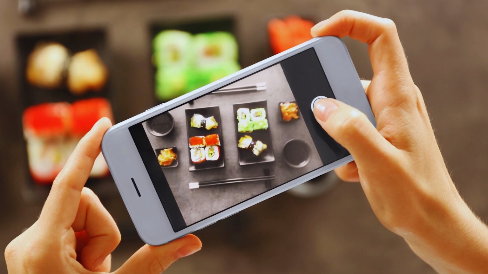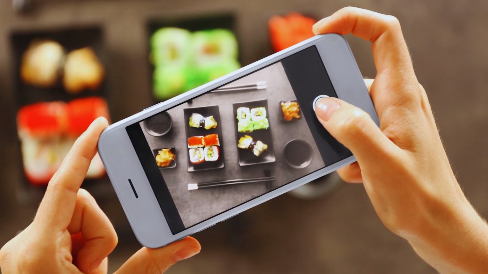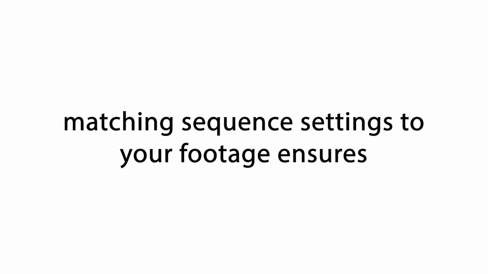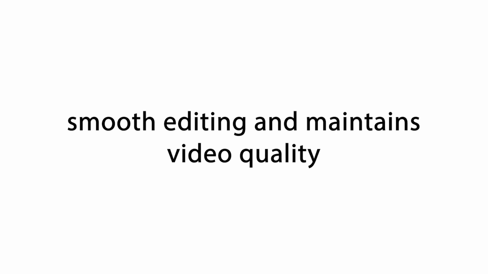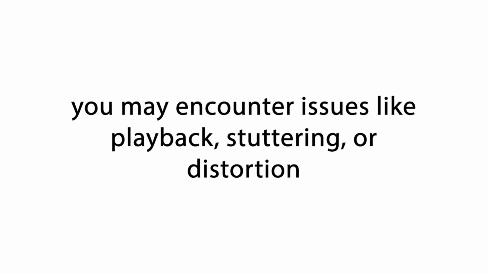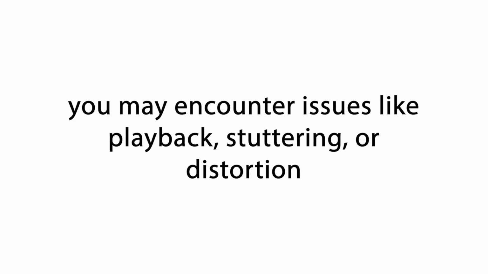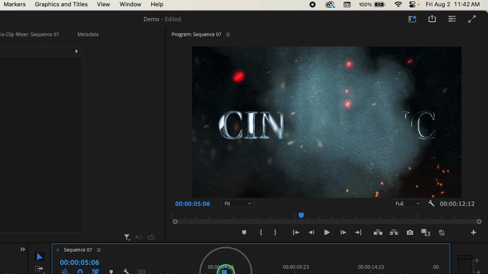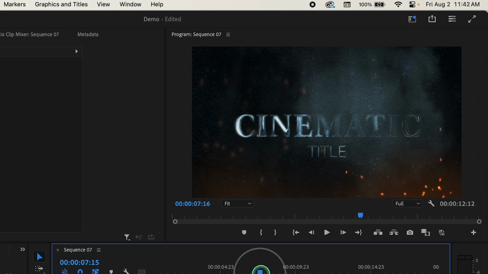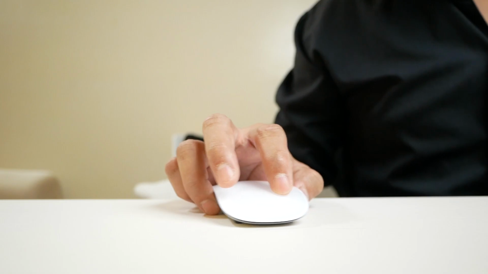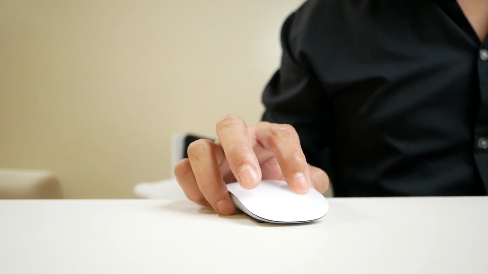You can check your camera settings too. It is important to remember that matching sequence settings to your footage ensures smooth editing and maintains video quality. If they don't match, you may encounter issues like playback stuttering or distortion, affecting the overall look and feel of your video. So, take the time to double check and adjust your sequence settings accordingly for the best results.